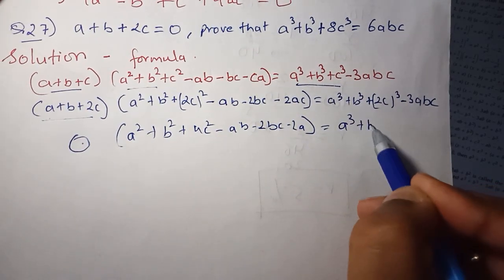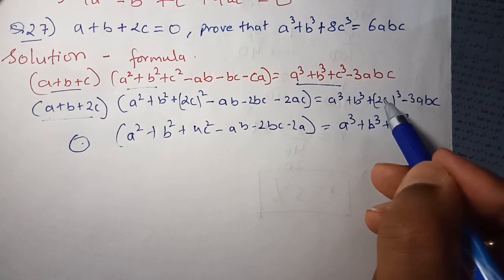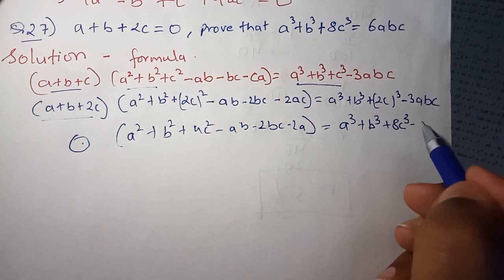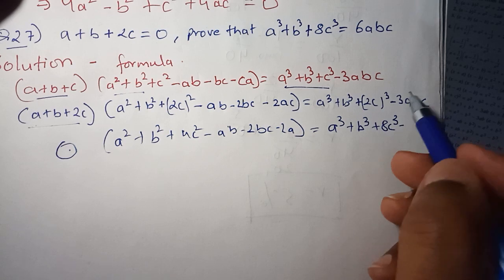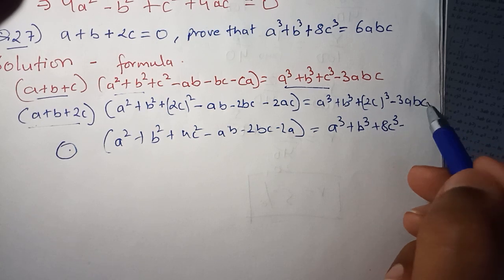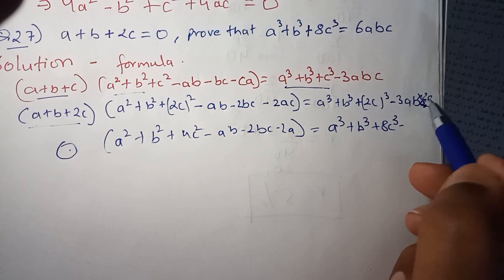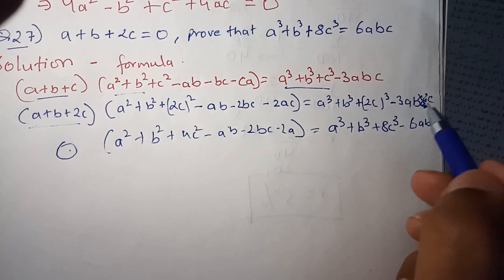a cube plus b cube plus 8c cube, the cube is also going to go to 2, so it's going to become 8, minus, and over here I made a little mistake. Okay, and you need to figure out what the mistake is. The c is not here, a b into 2c should have come here, okay. So it's going to become 6abc, 3 into 2, 6abc.